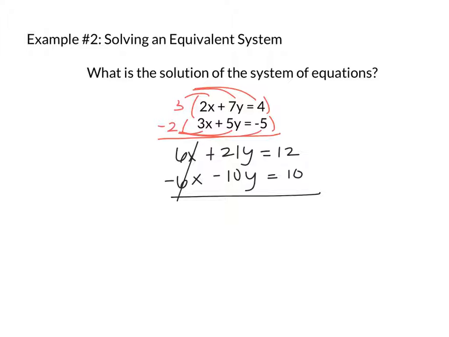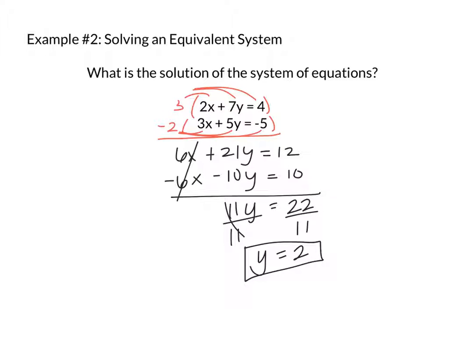And then we continue to combine like terms. So 21 and negative 10 gives me 11y. 12 and 10, if I combine them by adding, I get 22. I want to get y by itself, so I'm going to divide both sides by 11, and I get y equal to 2. Remember, that's only 1/2 of our answer.